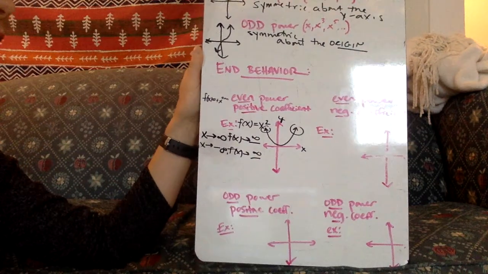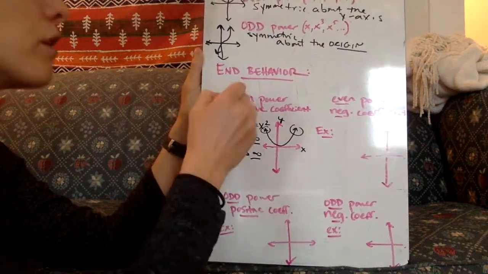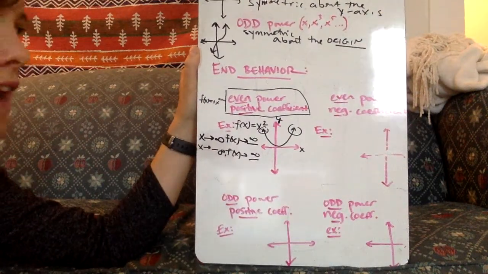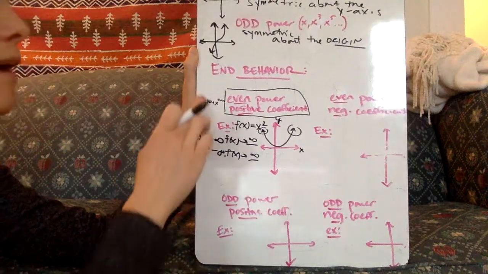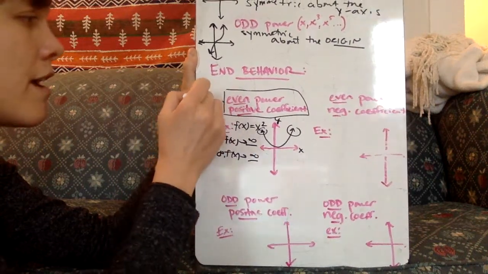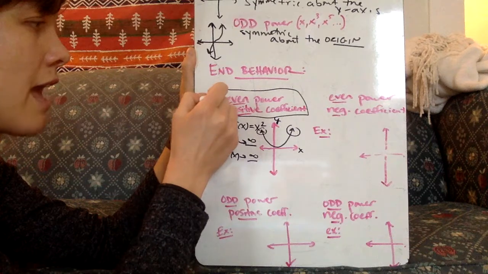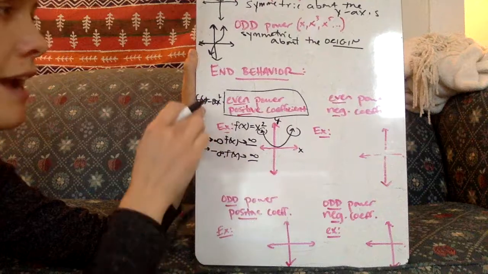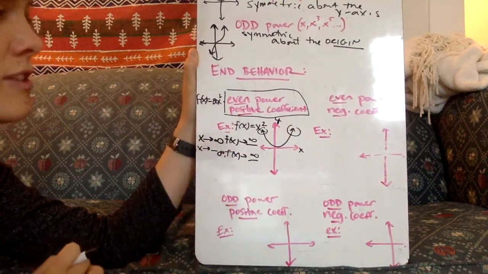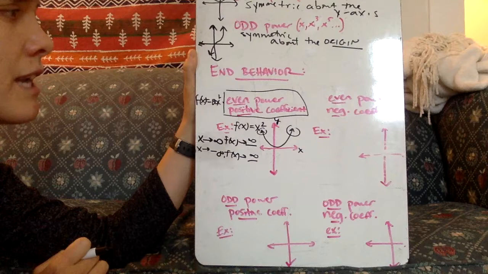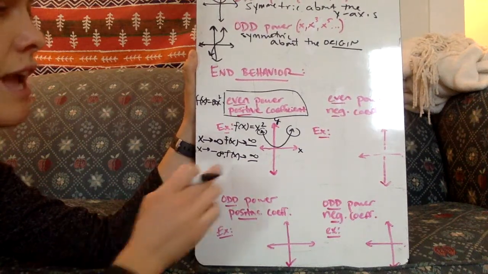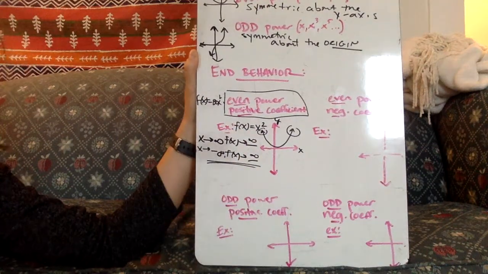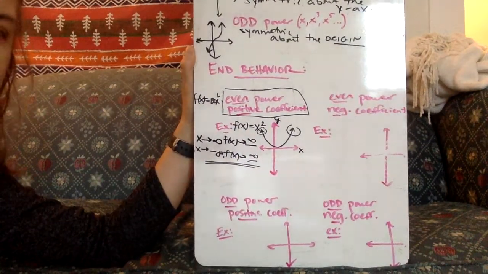So it's approaching infinity in both directions. So my rule for an even power and a positive coefficient, so whenever I have anything that has an even power and a positive coefficient, let's say I have f of x equals 80x to the 6, I know my end behavior will be as x approaches infinity, f of x approaches infinity, and as x approaches negative infinity, f of x will approach infinity as well. So this is the rule for this type of function.